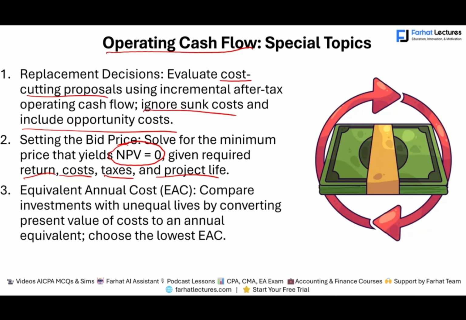And the third one is the equivalent annual cost. Here we have to compare investments with unequal lives. So one project for 3 years, the other for 5. What we have to do here is convert the present value of cost to the annual equivalent, and choose the lowest equivalent annual cost, EAC. So in this session, we would look at each one of these situations separately. We'll explain what it is briefly, look at an example practically, and this is how we use operating cash flow.